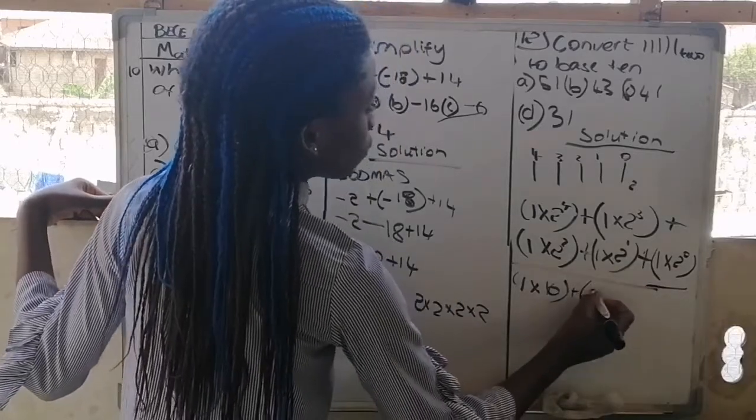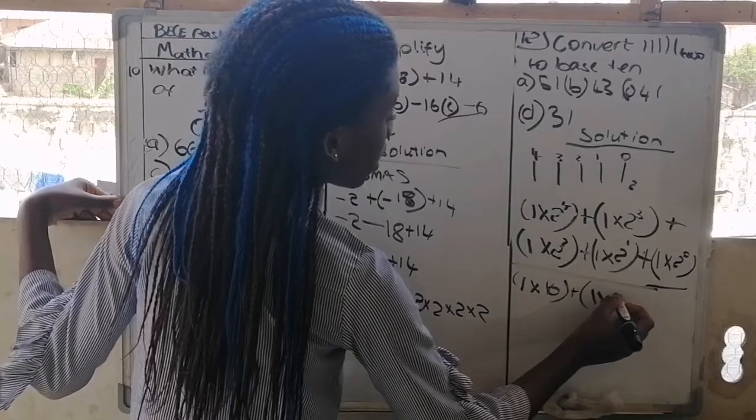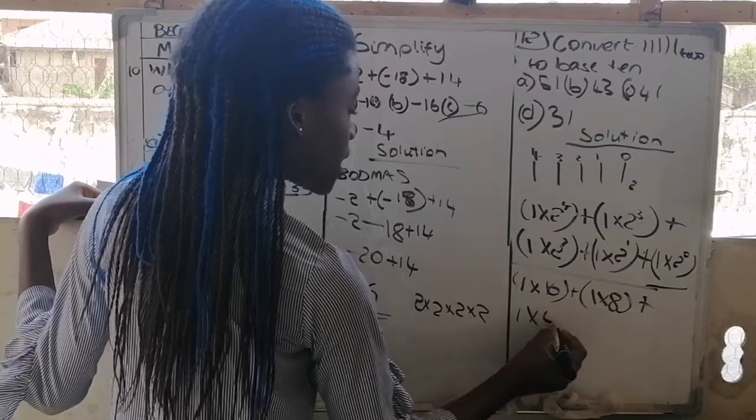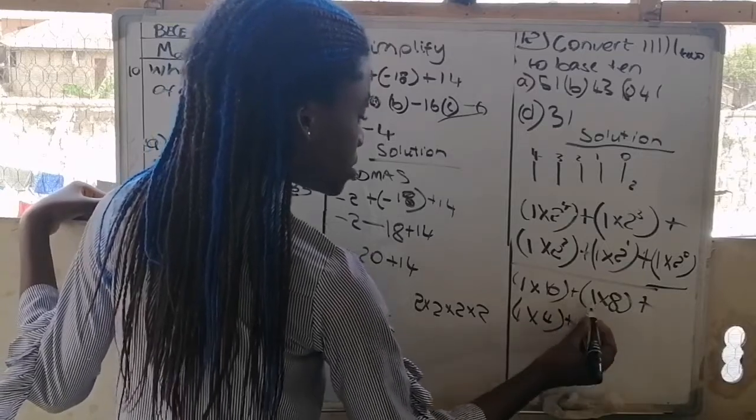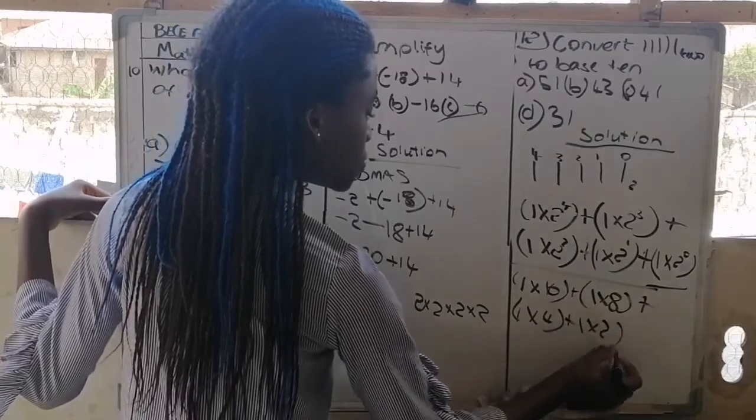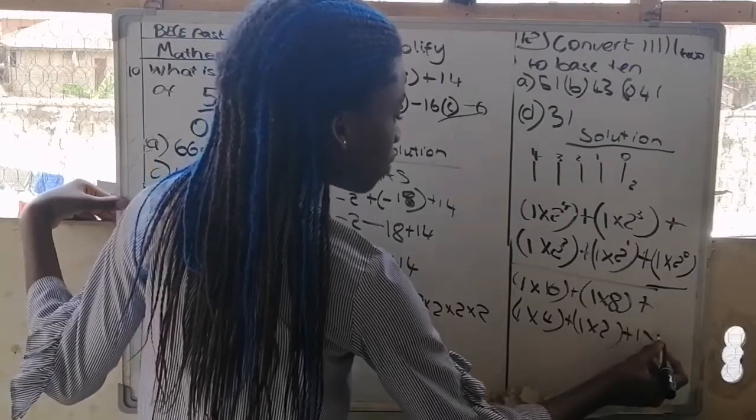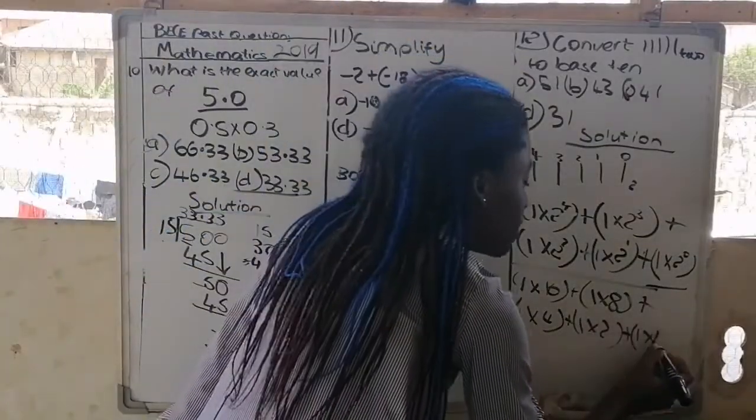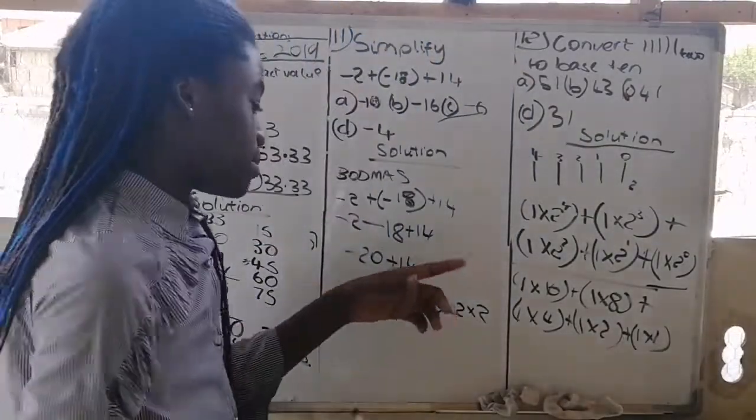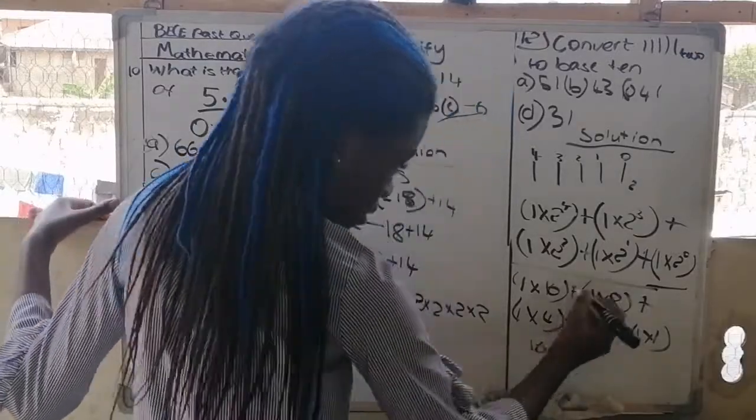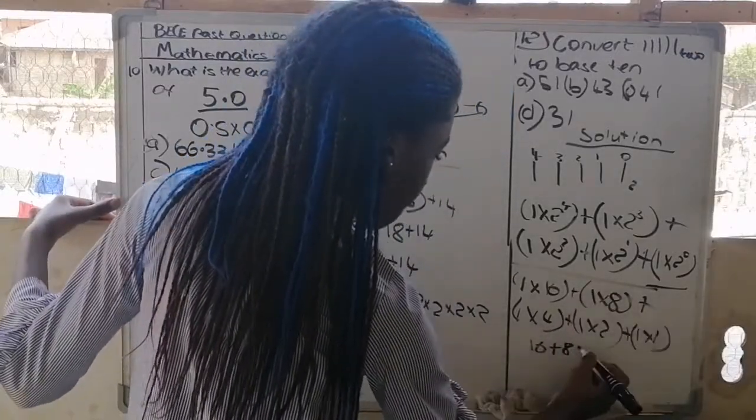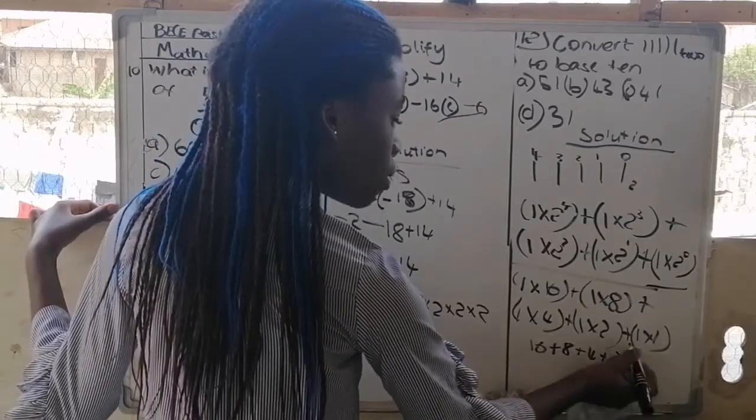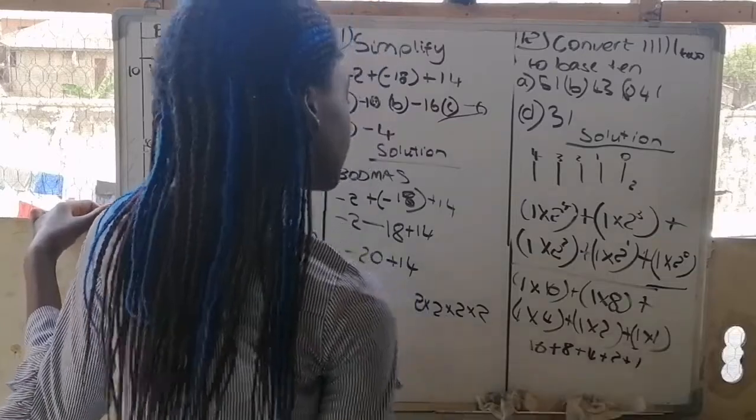plus 1 times 8, plus 1 times 4, plus 1 times 2, plus 1 times. Now remember, any number to the power of 0 is 1. 1 times 1. So now 1 times 16. Okay. 16 plus 8 plus 4 plus 2 plus 1.